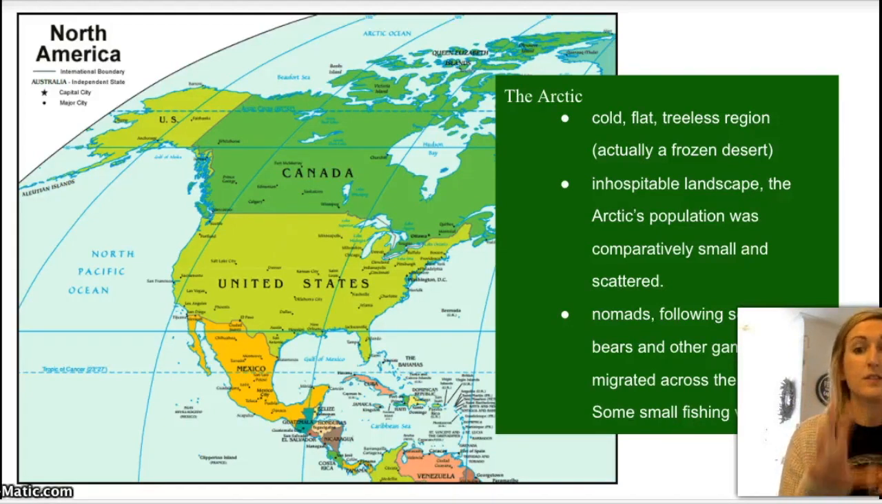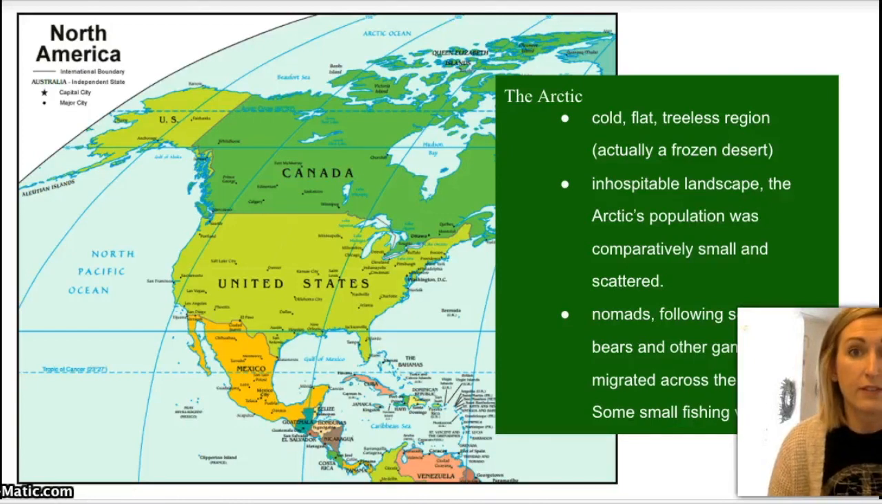That means they followed seals, polar bears, and other game as they migrated across the tundra. So when you hear me say nomadic, it means they move about. And there are some small fishing villages.